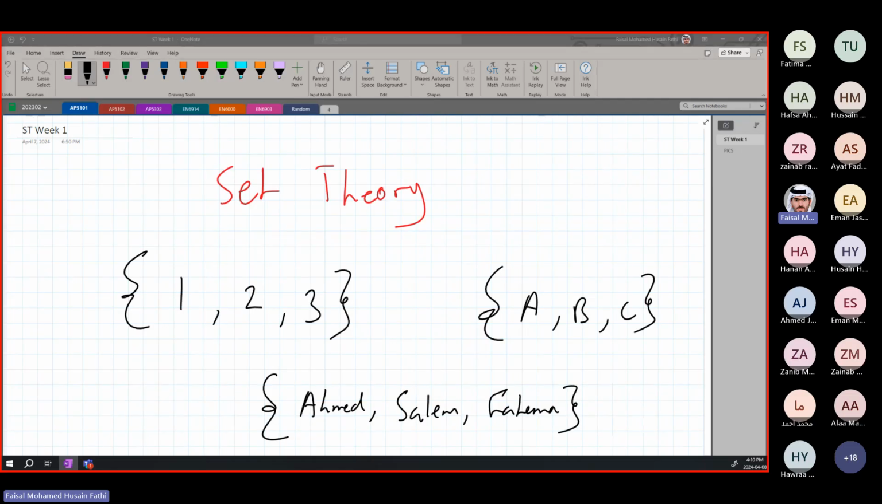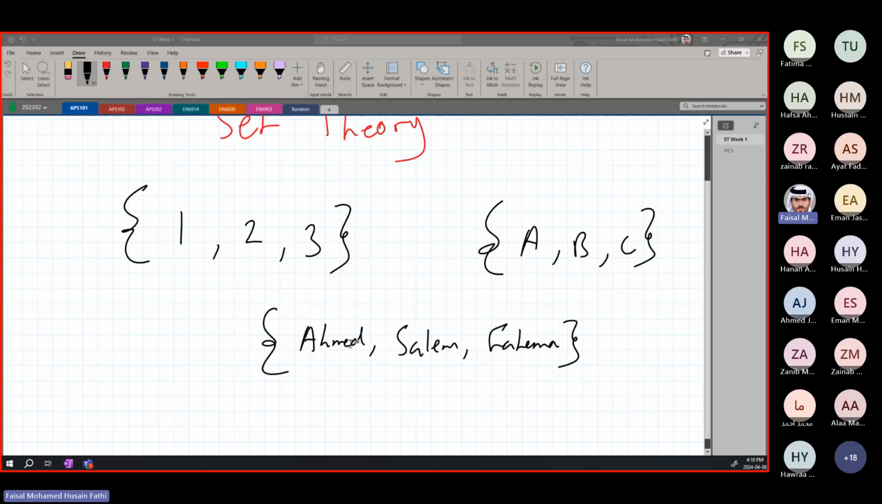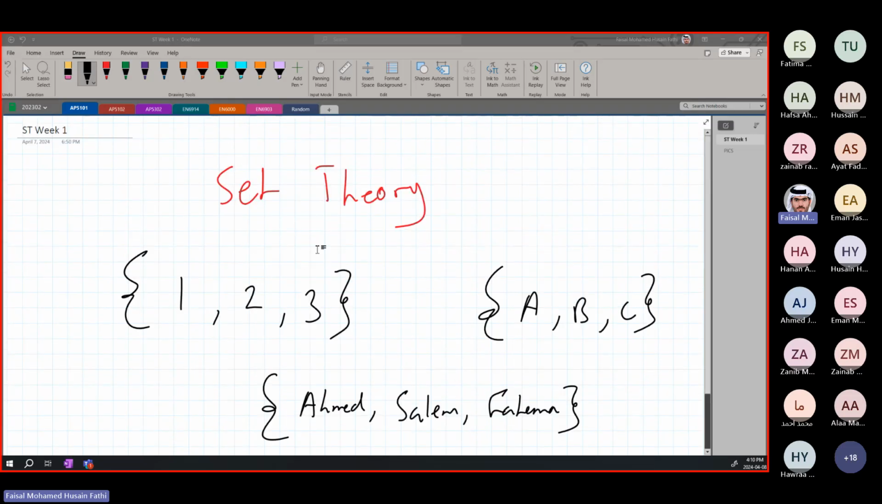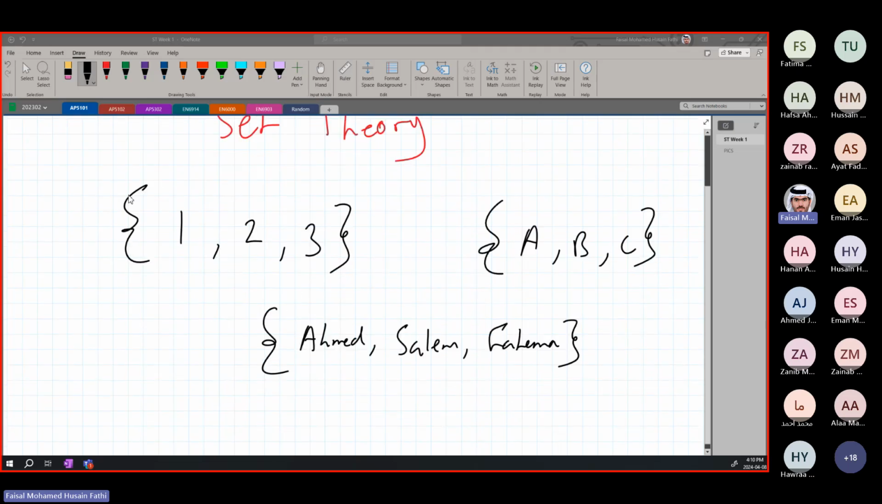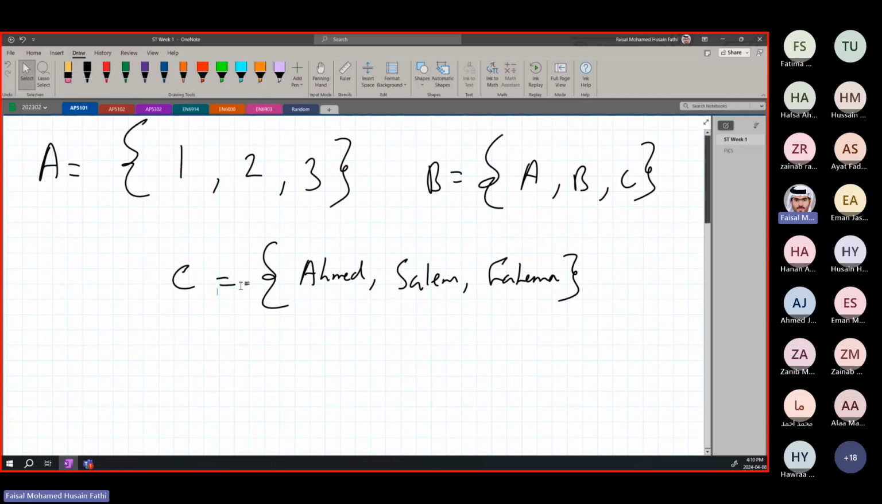All right, so a set can be anything. It can be a combination of anything, as long as you are able to define that thing. So the way I just wrote these sets, for example, let's say A is equal to 1, 2, 3, B is equal to A, B, C, and C is equal to Ahmed, Salim, Fatima. So this is called the roster method or the listing method or the tabular form as well sometimes of how to name or identify a set.